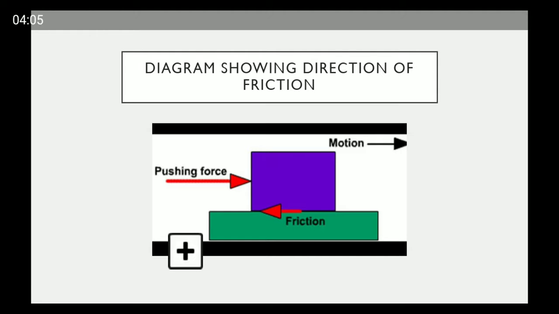Here the diagram shows the direction of friction. If we apply a pushing force in this direction, there is a motion. This will be the direction of motion or tendency to move, and the friction will act opposite. This is the direction of friction, that is opposite to the direction of motion. So this diagram shows the direction of friction.